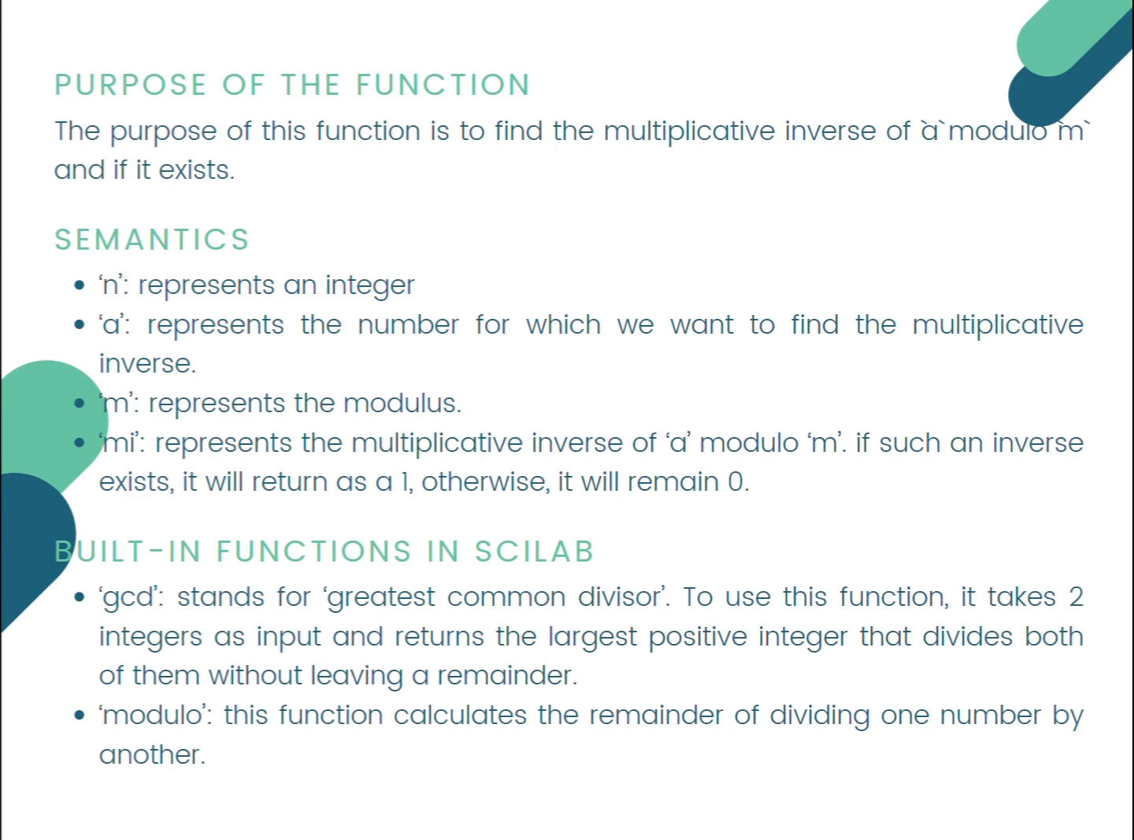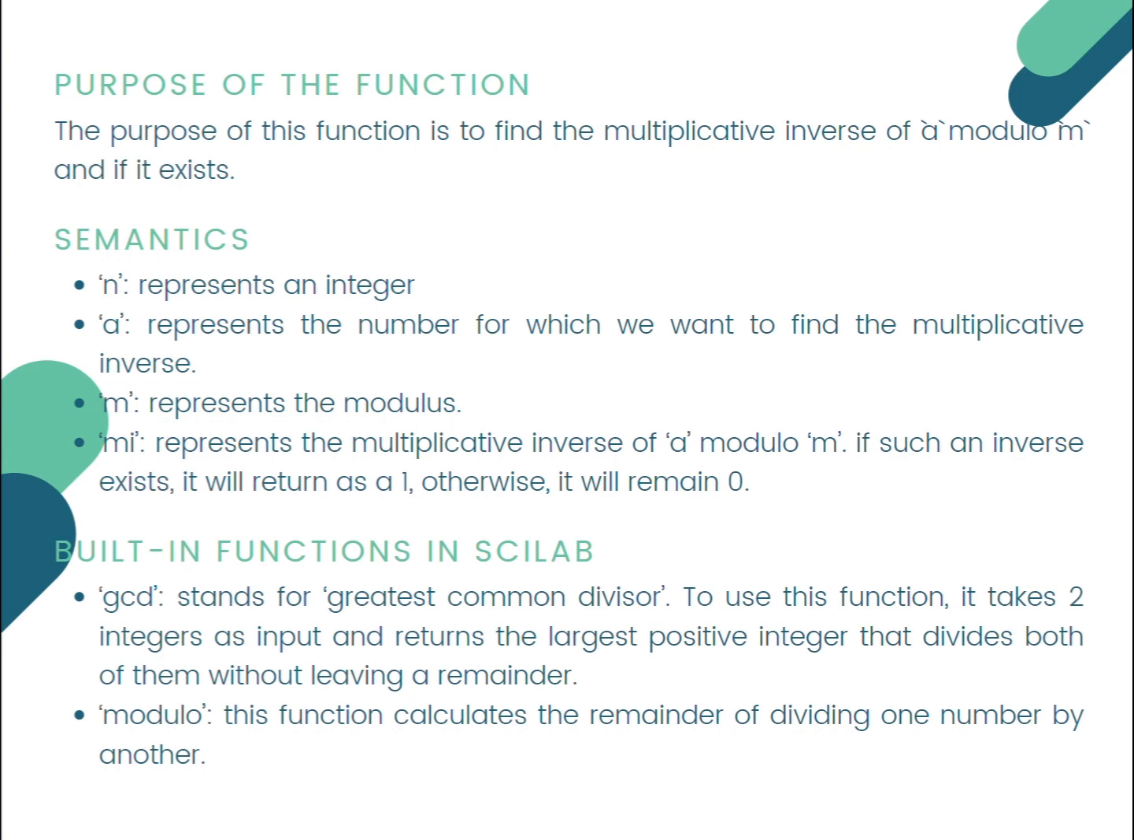So the purpose of the function is to find the MI of A modulus M, if it exists. The semantics are: N represents an integer, A represents the number for which we want to find the MI, M represents the modulus, and MI represents the multiplicative inverse of A modulo M. If it exists, it will return 1, otherwise it will remain 0.